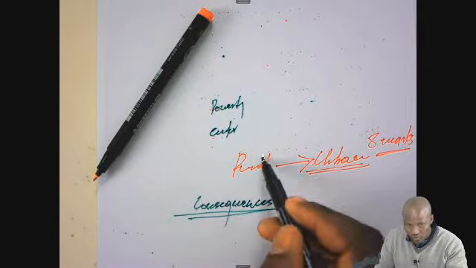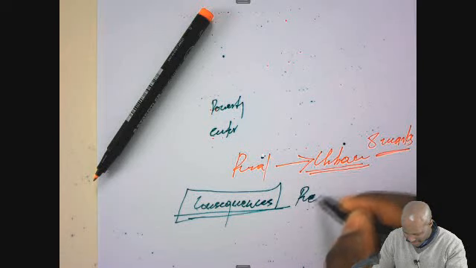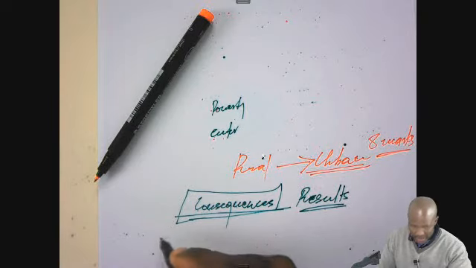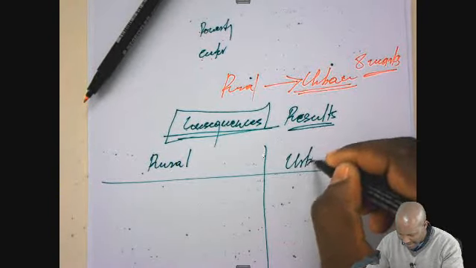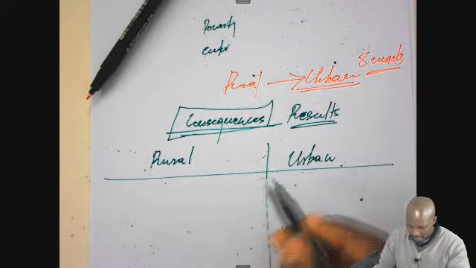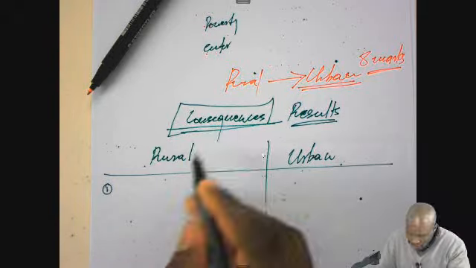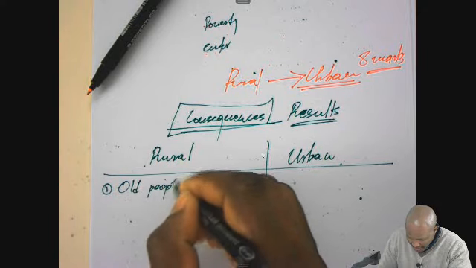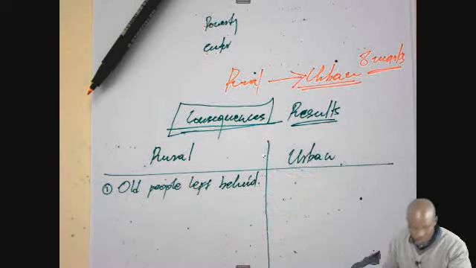If people are moving from rural to urban areas, there must be results. The consequences. Now these consequences we will categorize. You'll have your consequences in rural areas, and you'll also have your consequences where? In urban areas. Now we say in rural areas, if many people are moving from rural to urban areas, number one of the results is that we'll have old people left behind. Our grannies will be left there.